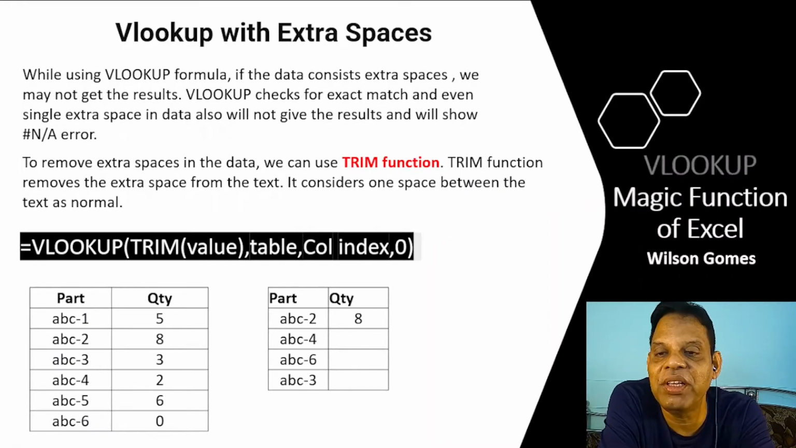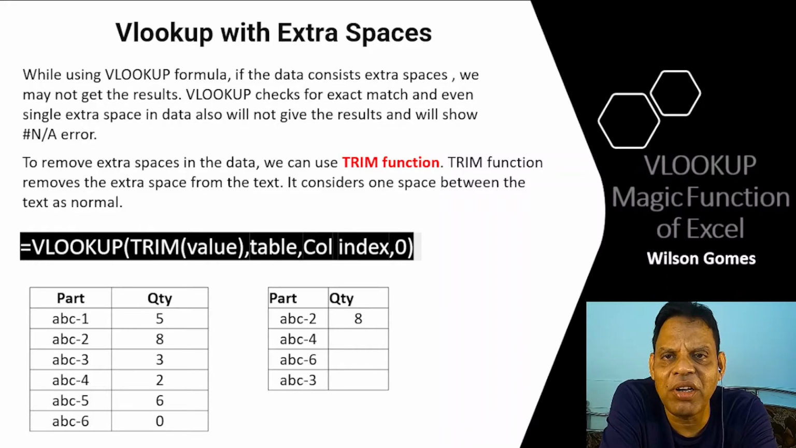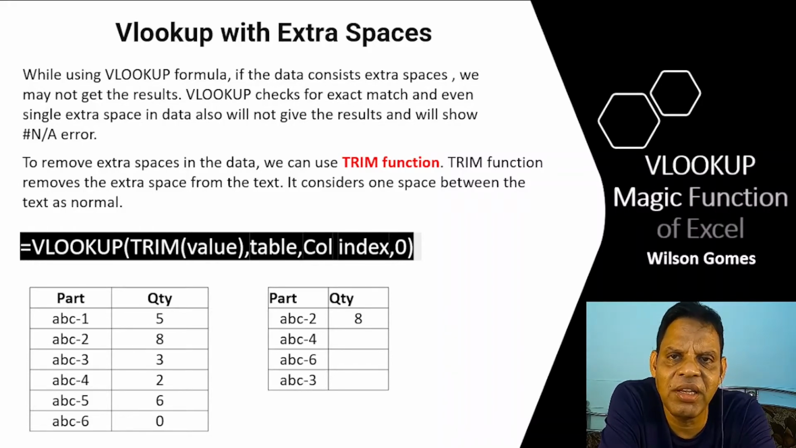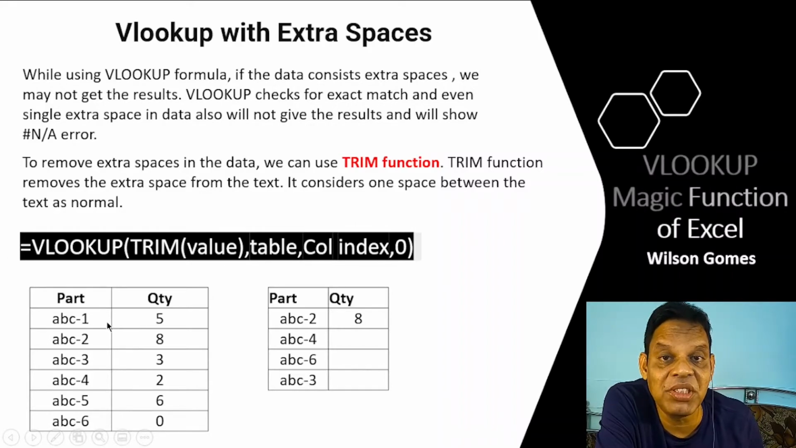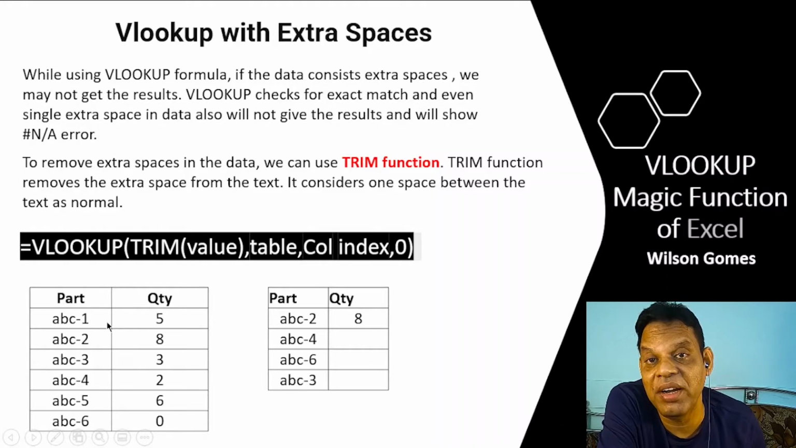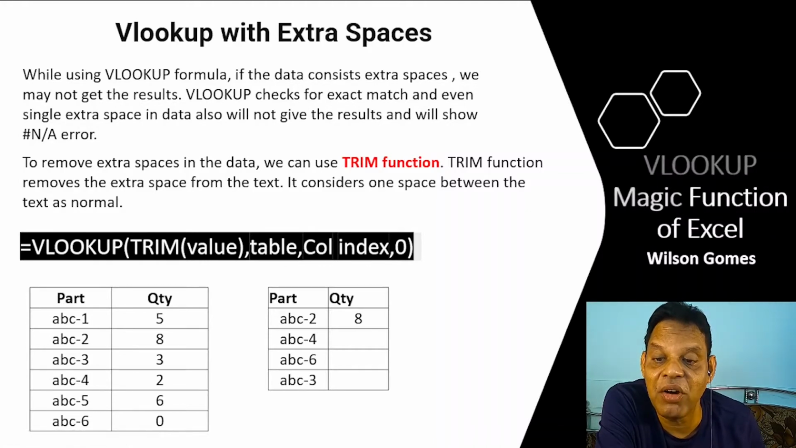Next topic is about VLOOKUP with extra spaces. Sometimes you may come across extra spaces in one or two or three values in the base table, extra spaces before or after. In this case, for some part number like ABC1, there are spaces which are not visible and it is very difficult to identify. Without identifying them, we can fix this by using the TRIM function of Excel.